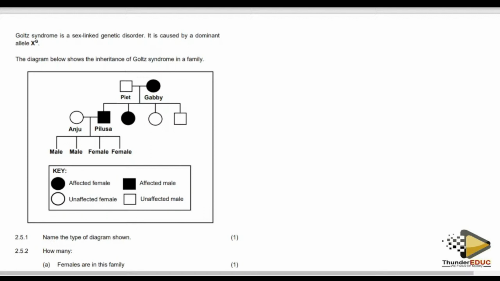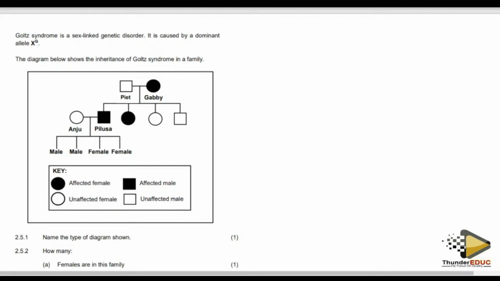This syndrome, however, I don't know how you're going to read it, whether it's Hoti or Goti or whatever, because it's a scientific term, ne? But I know that many students read it as hood. Okay, is a sex-linked genetic disorder?